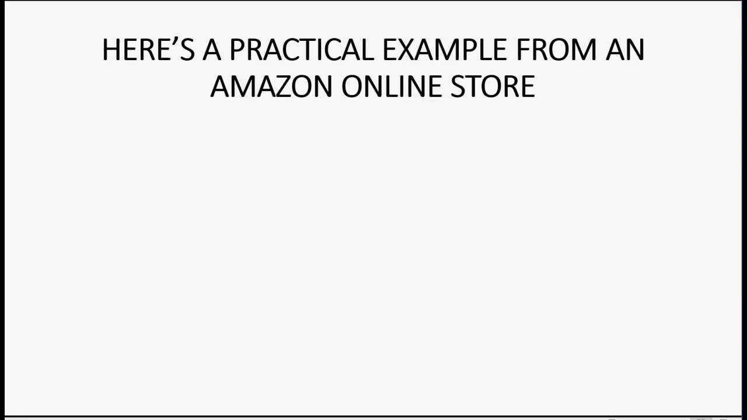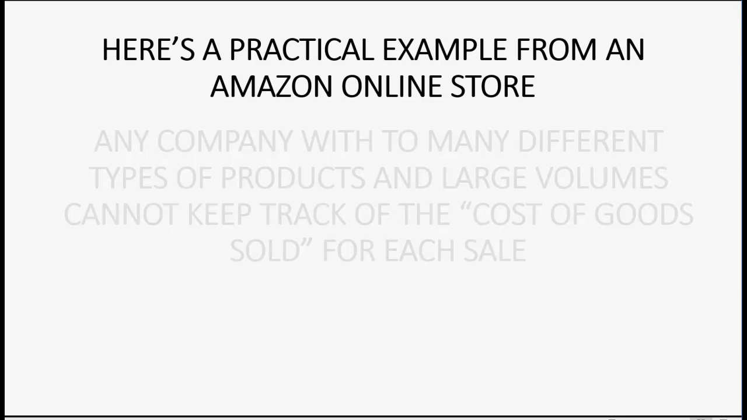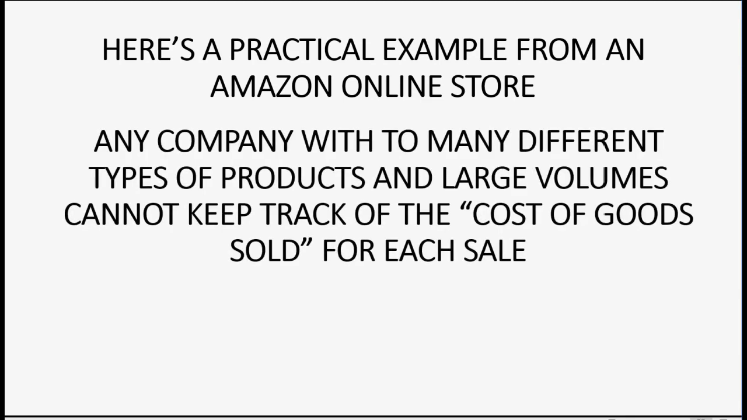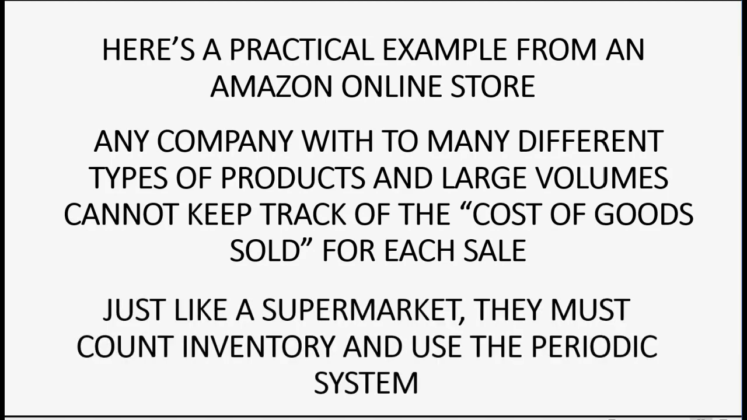So here's a practical example from an Amazon online store, keeping in mind that any company with too many different types of products and large volumes cannot keep track of the cost of goods sold for each sale. And just like a supermarket, they must count the inventory after each period that they want to report their numbers and use the periodic system. So here's the practical example.